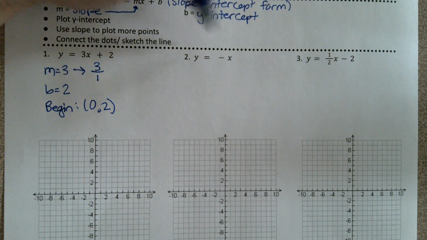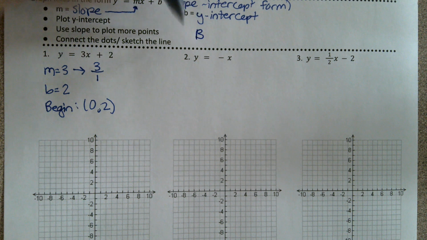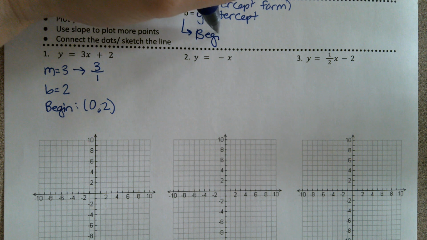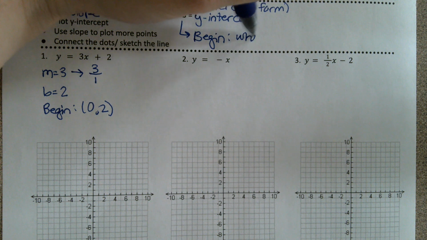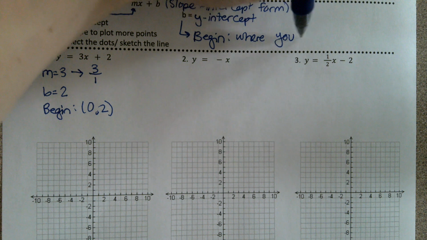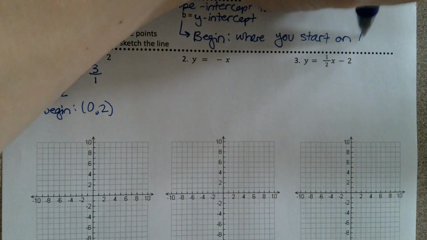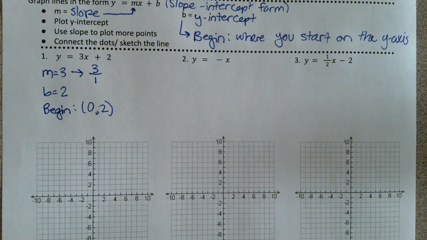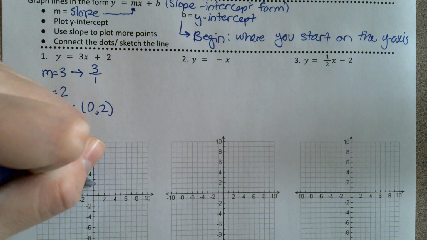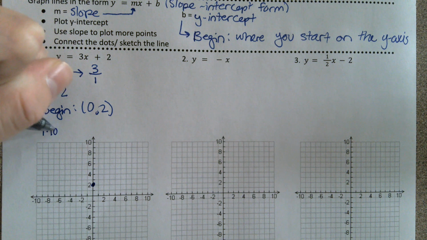We're going to backtrack here. I forgot to mention this when I was going over the basic notes here. The y-intercept, the b, is where you begin. And it's where you start on the y-axis. So that's how I knew this point here was 0, 2. So we begin at 0, 2.